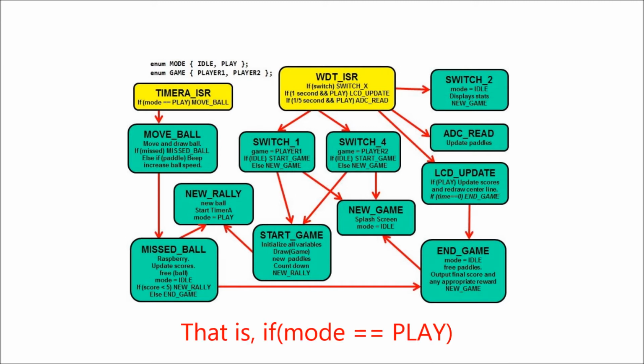This is referring to the game mode. We only want certain sys events, like move ball and ADC read, to happen while the ball is in play. The missed ball event and a few others set the game mode to idle, which tells the program that a rally is not currently in progress.